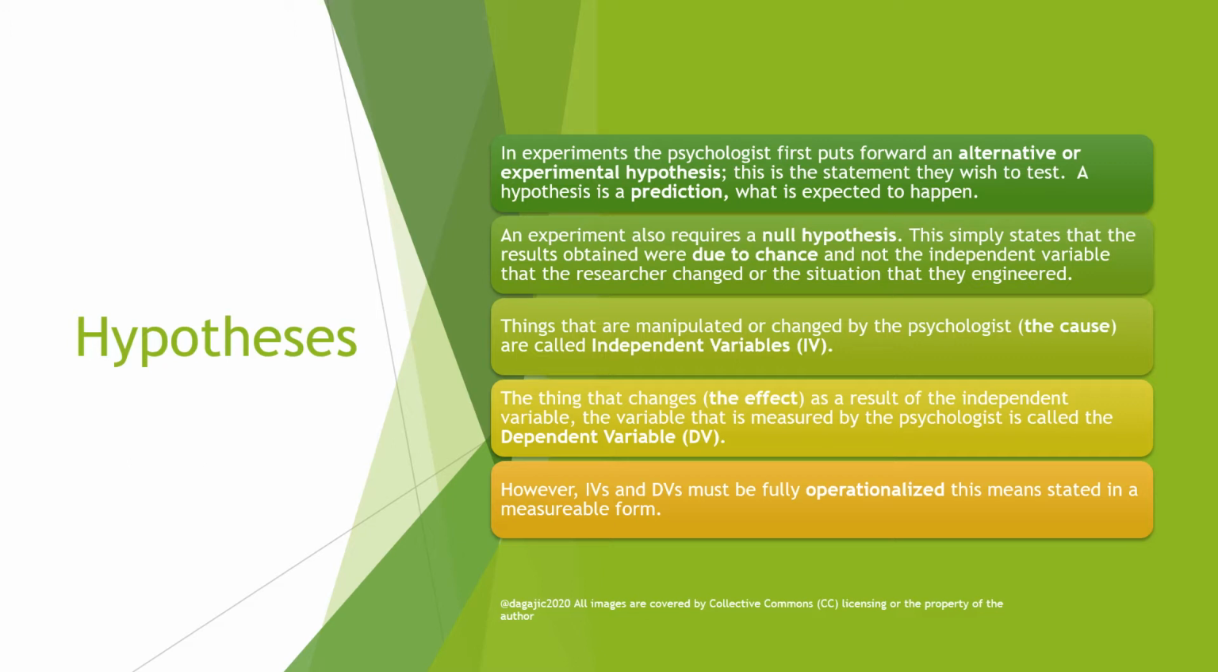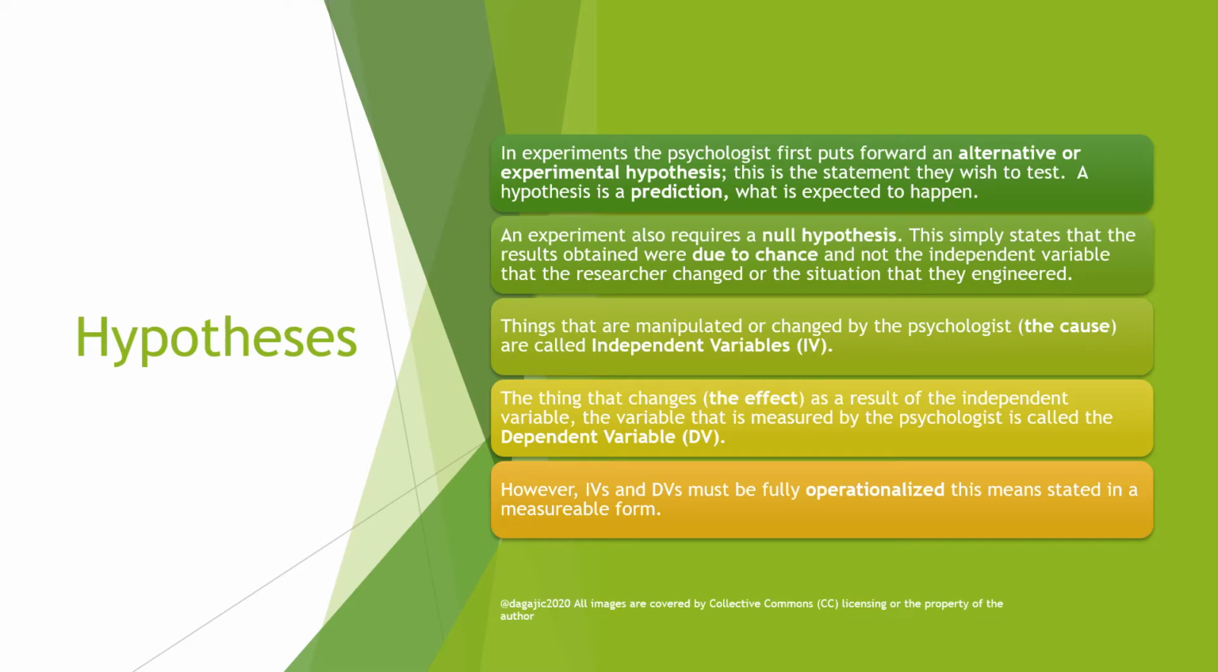There's also always a null hypothesis, which simply states that the results were due to chance and not the manipulation of the independent variable. The null hypothesis makes more sense when you come on to statistical significance and you're looking at 95% confidence levels, that you want to be 95% confident that your result was due to the manipulation of your independent variable and not due to chance.